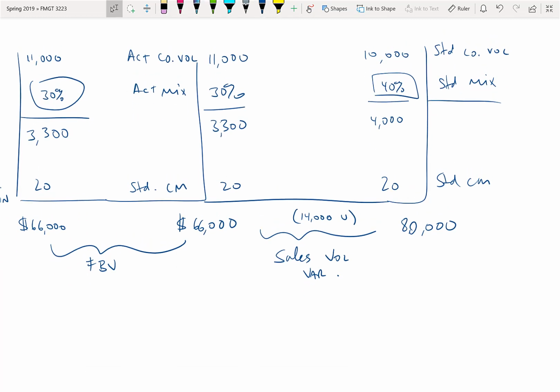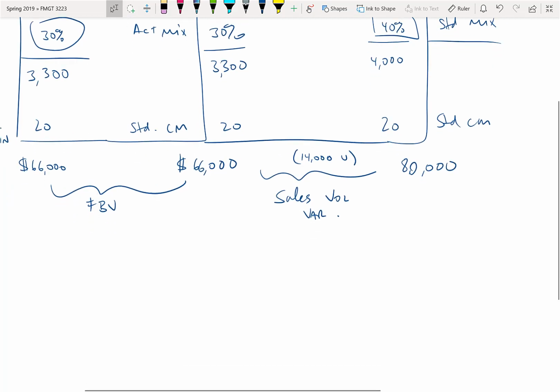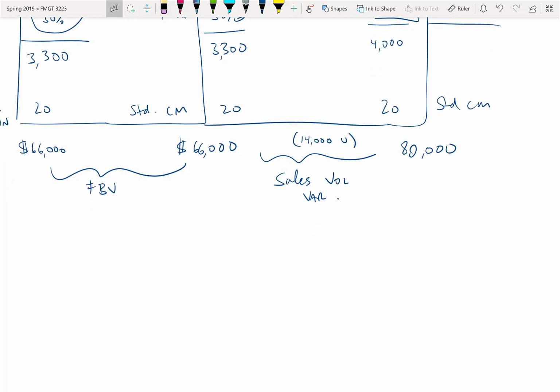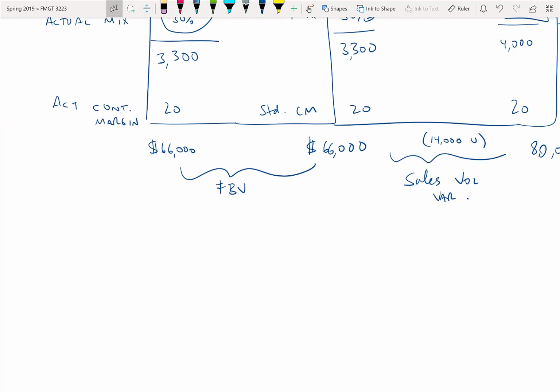Now the question we need to figure out is, well, why is there a $14,000 unfavorable variance? Is this primarily due to the number of tickets we sold, or is this due to the mix, or is it some combination of the two? So what we're going to do is drill down into the lower tier here and try to explain out that $14,000 unfavorable variance. And we're going to do that by looking at our two level 2 variances. And those are the mix and the quantity variances.